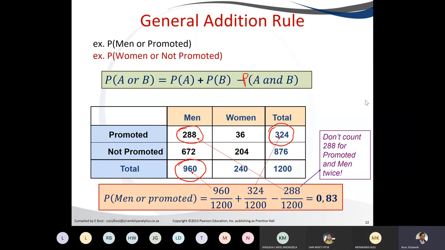Your exercise. Calculate the probability of men or not promoted.